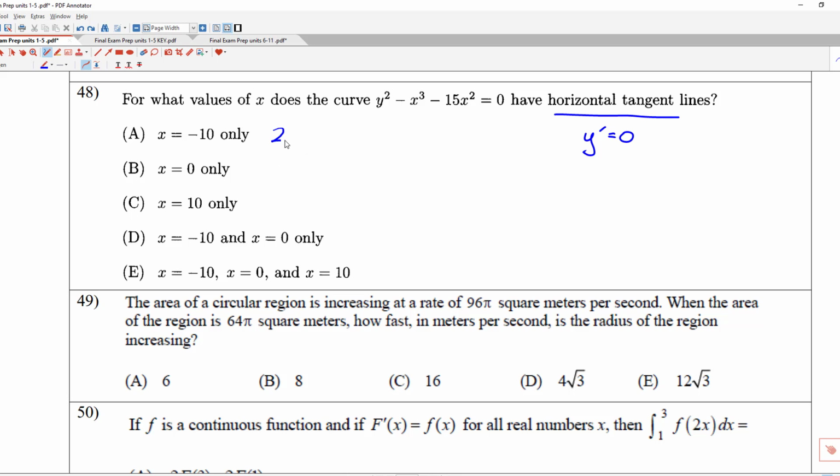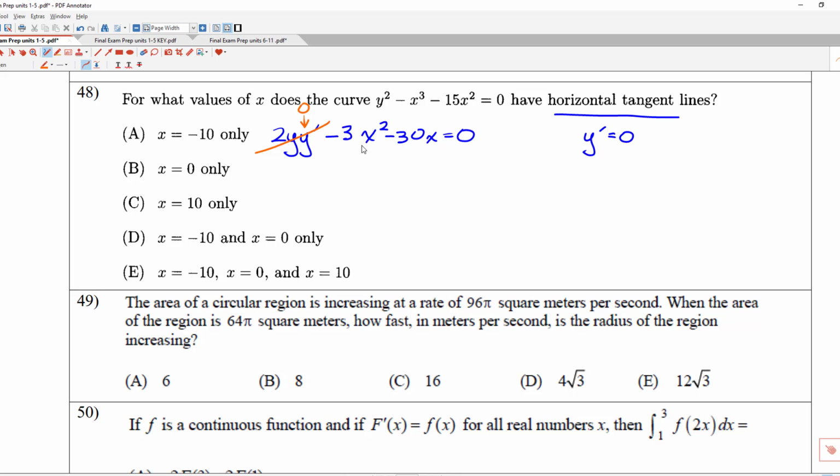So it's going to be 2y y prime, that's the derivative of that y squared. Remember, it's always with respect to x, which is a y. We have a y prime here, minus 3x squared minus 30x, and that's still equal to 0. And it's saying y prime is 0. So if y prime is 0, that means that this y prime right here is 0, and that whole term is gone. It's non-existent. And I'm basically solving negative 3x squared minus 30x equal to 0.